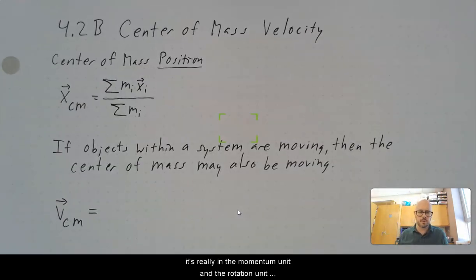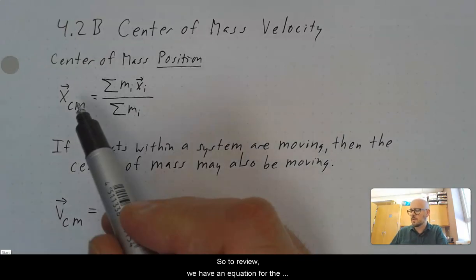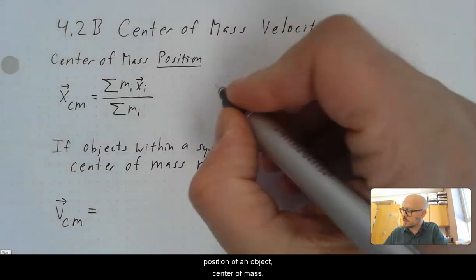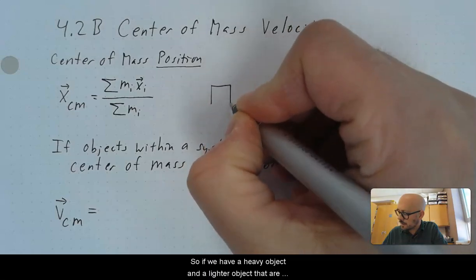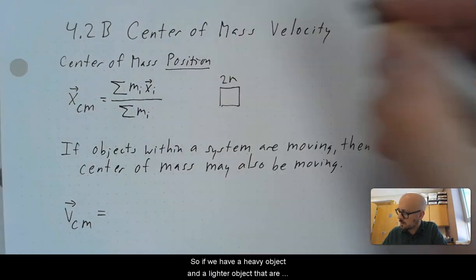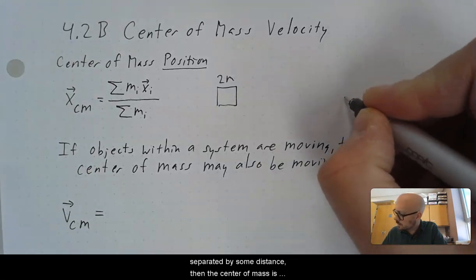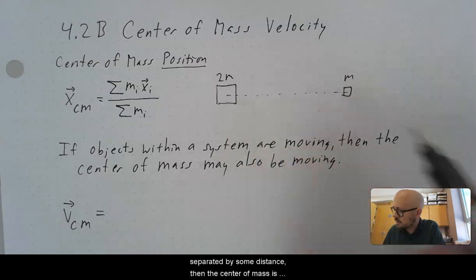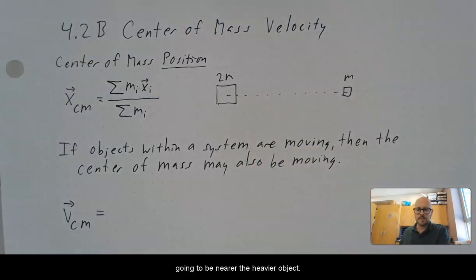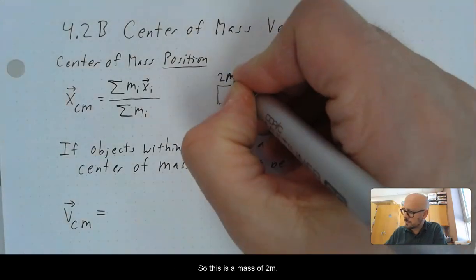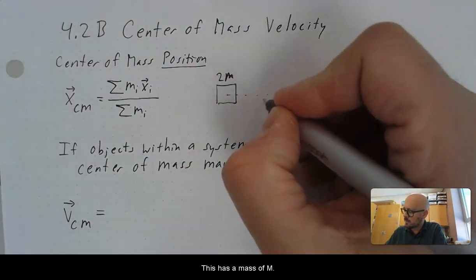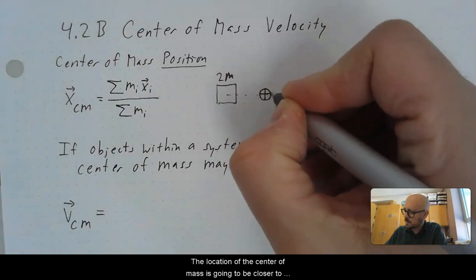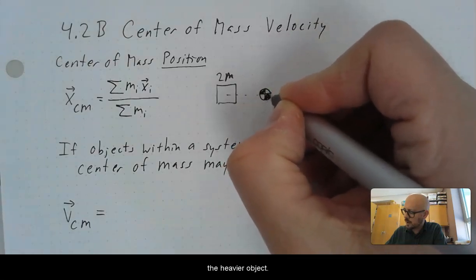It's really in the momentum unit and the rotation unit where we start to see the extensions of that. So to review, we have an equation for the position of an object's center of mass. If we have a heavy object and a lighter object that are separated by some distance, then the center of mass is going to be nearer the heavier object. So this has a mass of 2m, this has a mass of m. The location of the center of mass is going to be closer to the heavier object.